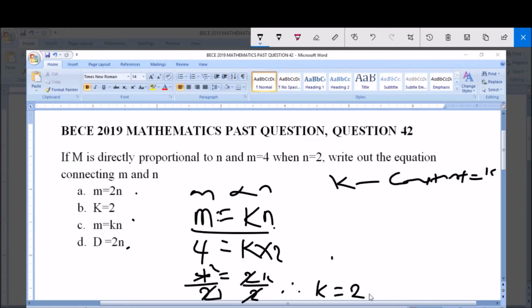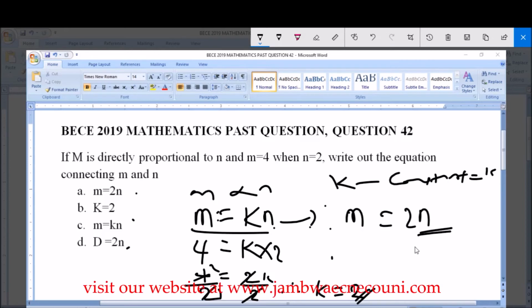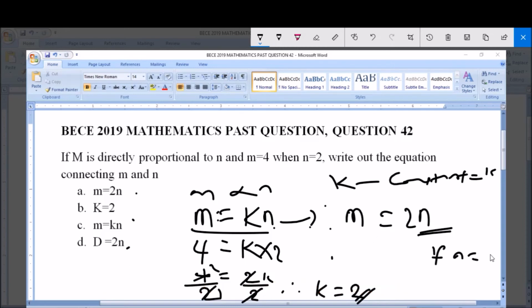And now our constant here says 2. Therefore the equation connecting m and n will be m is equal to 2n. This is the equation connecting m and n, because now our constant is known. For example, if n is equal to 3, now you can find your m by saying 2 times 3, because your constant is now known, which is 2, you get m to be 6. So therefore this is the equation connecting m and n.